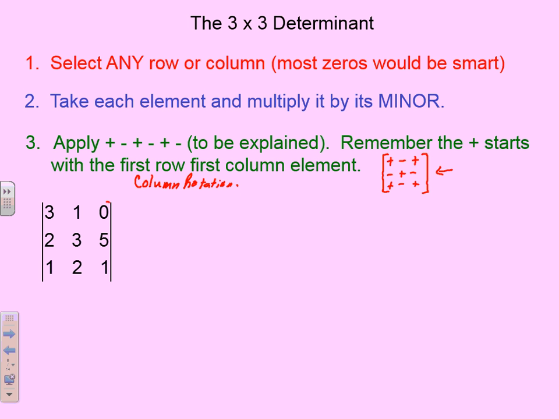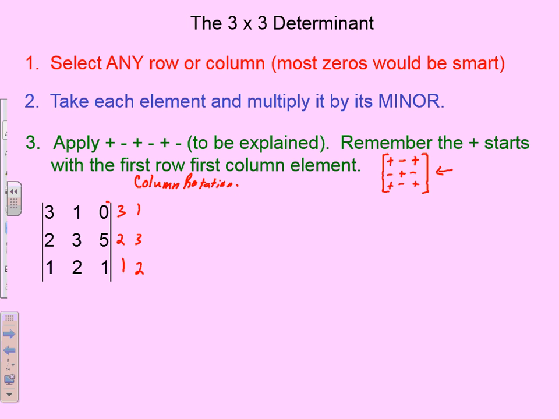The reason why it's called a column rotation is because I'm going to take the first two columns and rotate them outside of the matrix on the right side. So the first column is a 3, a 2, and 1. And the second column is a 1, a 3, and a 2. So that's actually the column rotation.